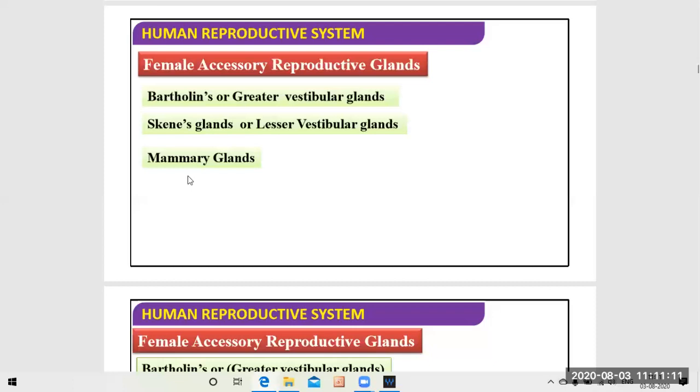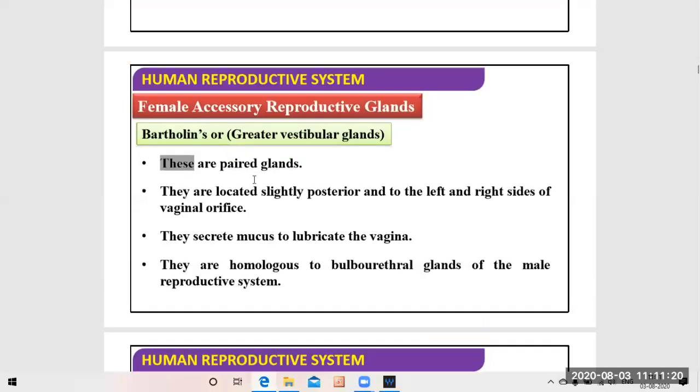In human beings also, this third type of gland is the mammary glands, only in the females. The female accessory reproductive glands, number one, is the Bartholin's glands, also called the greater vestibular glands. These greater vestibular glands are present in pairs. Pairs means two glands. They are located slightly posterior and to the left and right sides of the vaginal orifice.